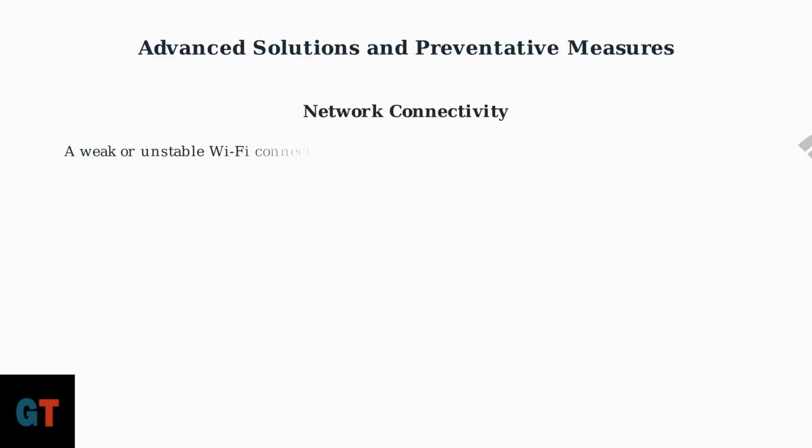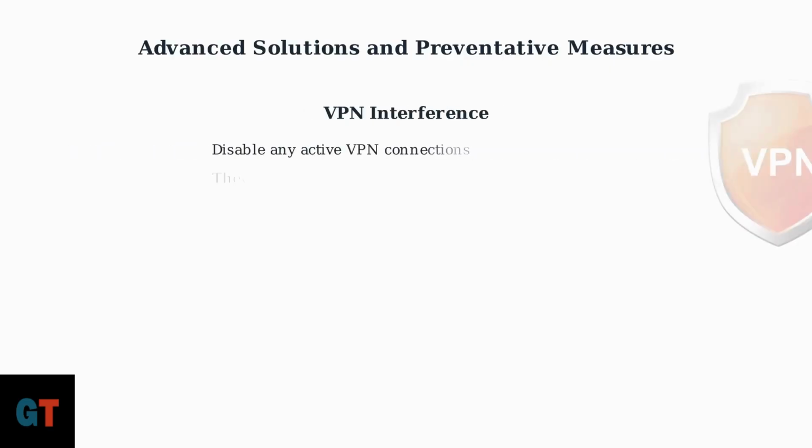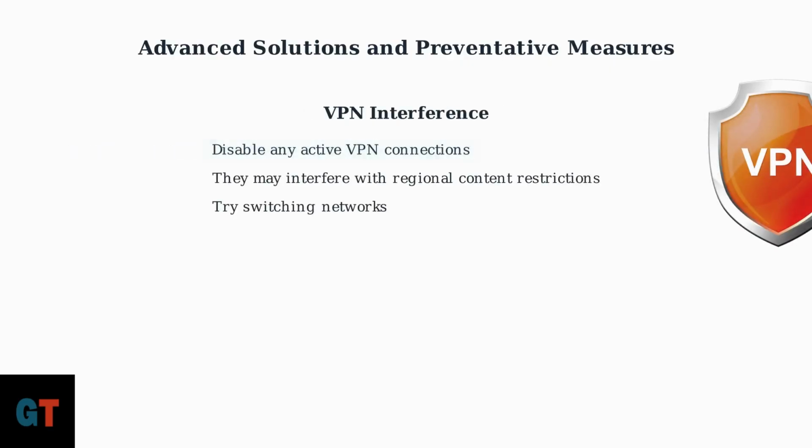Network connectivity can also influence product visibility. A weak or unstable Wi-Fi connection may prevent the application from fetching product data. Disable any active VPN connections, as they may interfere with regional content restrictions, and try switching networks.